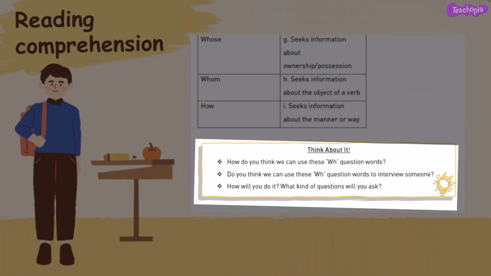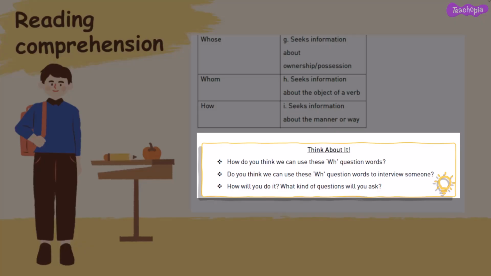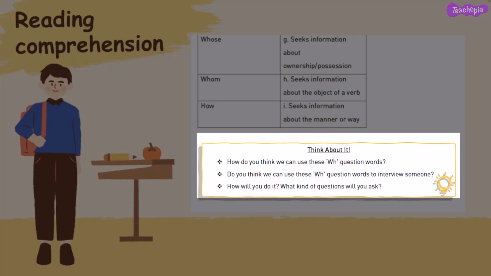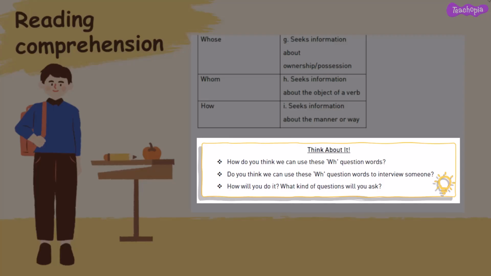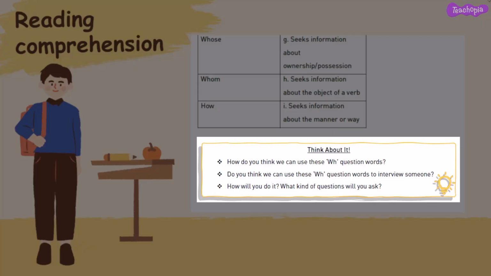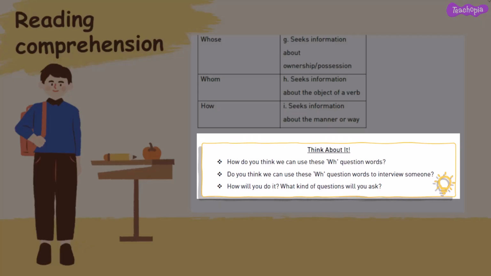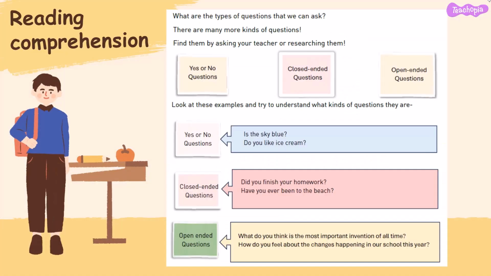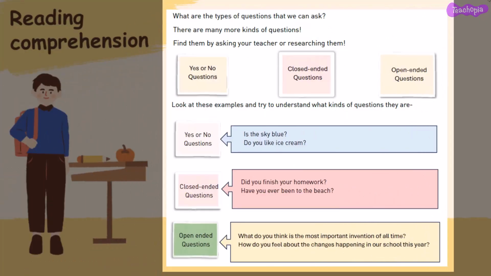So, the think about it box is given to ask such reflective questions like, do you think we can use these WH question words to interview someone? How will you do it? These are life applicatory questions that the learners can answer for themselves. Next, the learners are also introduced to the different types of questions.